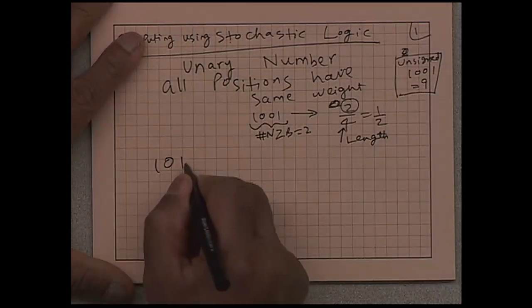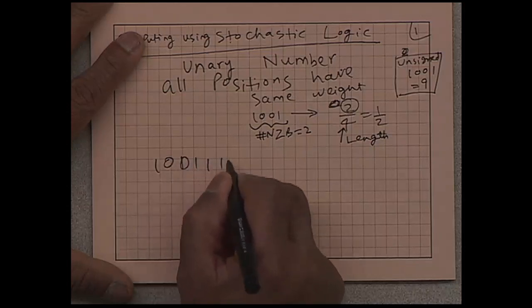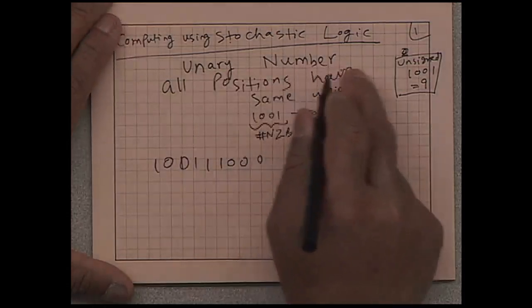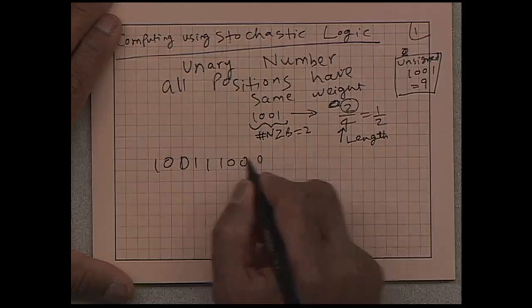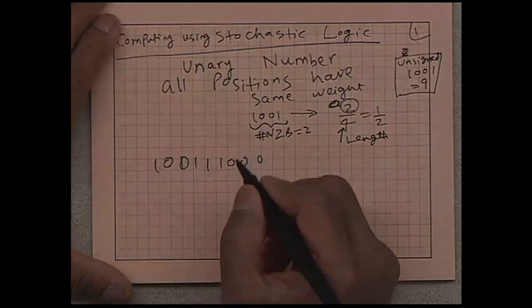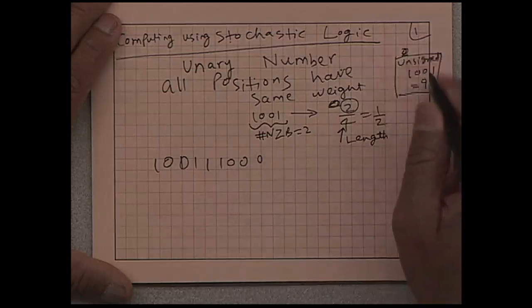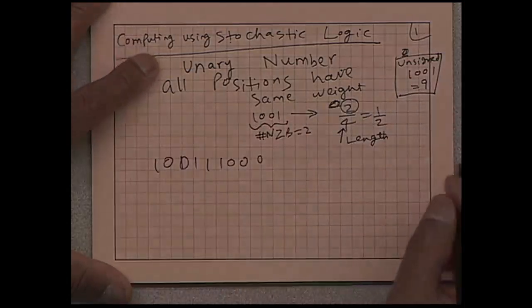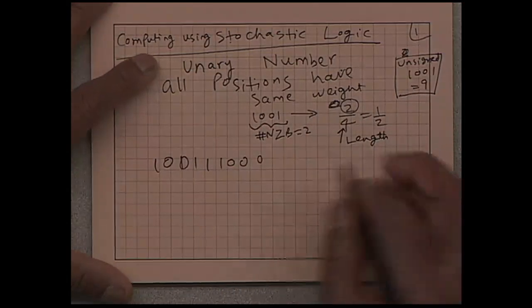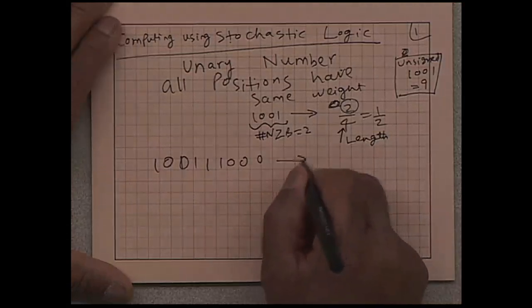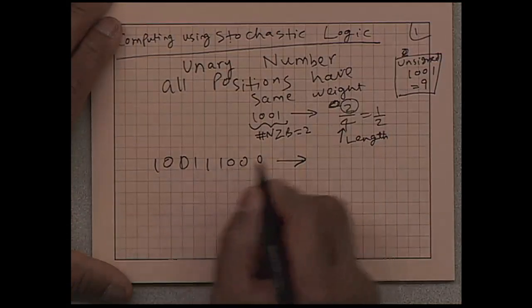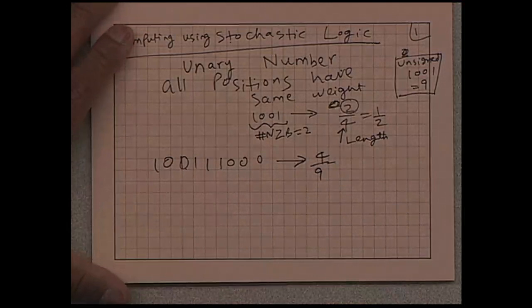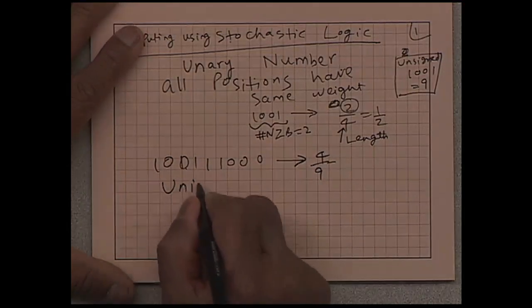So if I have 1, 0, 0, 1, 1, 1, 0, 0, 0 as an example, in the so-called stochastic representation, I will talk about 2 types, unipolar and bipolar. That's the same as unsigned and 2's complement in standard representation. But let's stick with unipolar, which are positive numbers. So how many non-zero bits would this be? 1, 2, 3, 4. How many total bits? 3, 6, 9. So that would be 4 by 9. We'll talk about what that means in unipolar.